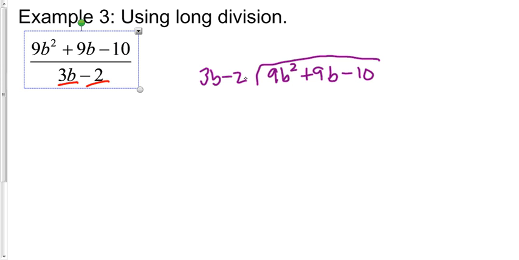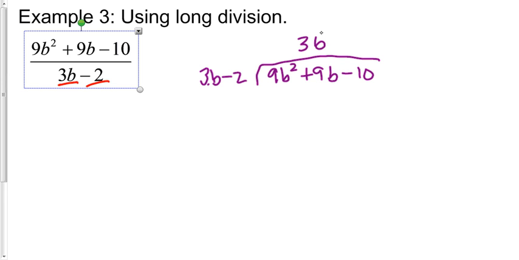All right, now, in order to do this, it's going to look very similar to what we did in elementary school. You're going to work left to right here. So you're going to start with the first term on the outside and the first term underneath here. We've got 9b squared divided by 3b. That's all you're thinking about right now. 9b squared divided by 3b. Well, that would give you a 3b.